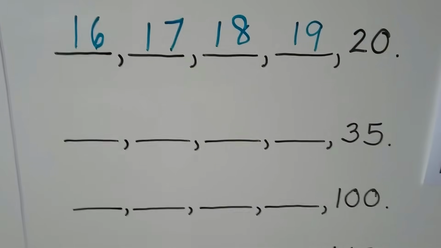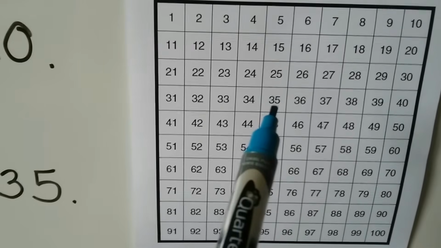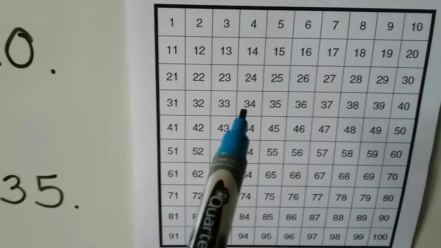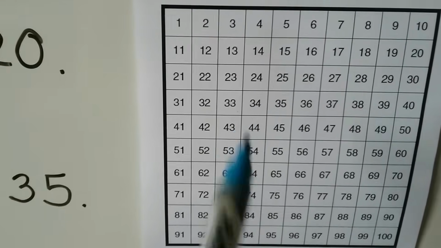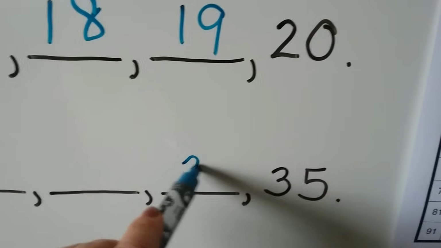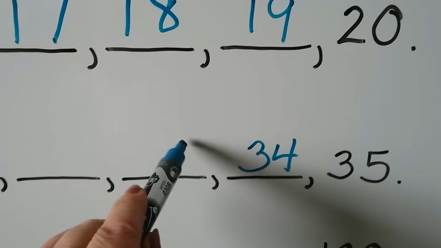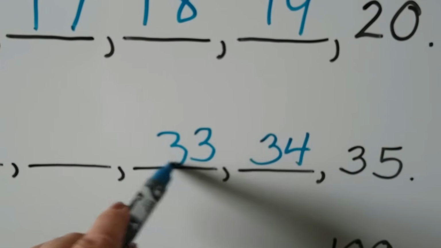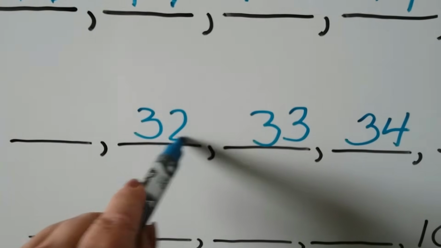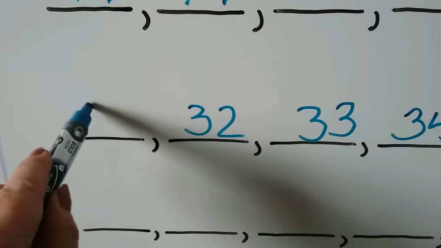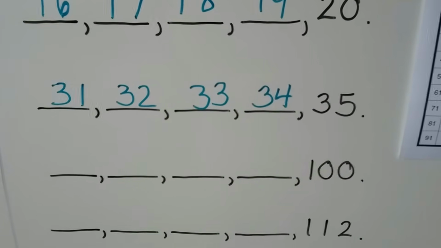Let's try it with 35. We can use our 100 chart to find the number 35. Here it is. The number in front of it is 34. See? 1 less than 5 is a 4, isn't it? So we went from 35 to 34. And if the ones place is going to get 1 smaller, then it's going to be a 33. And if it's going to get 1 smaller again, it's going to be a 32. And if it gets 1 smaller again, it'll be a 31. And we have 31, 32, 33, 34, 35.